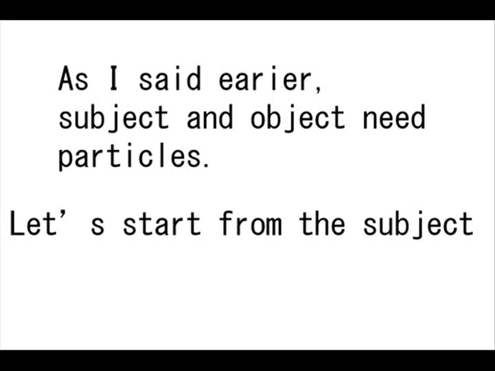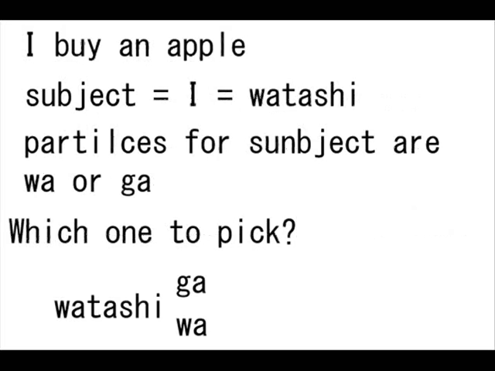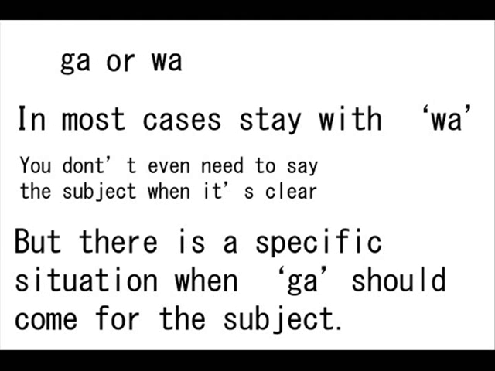So let's start from the subject. Example, I buy an apple. The subject is I, which means watashi, and particles for the subject are usually wa or ga. Maybe this is it, wa or ga. Don't worry about other particles like ni or de, whatever. There might be more particles than that, but don't worry about it. So which one to pick? Which is the right one? Watashi wa or watashi ga?